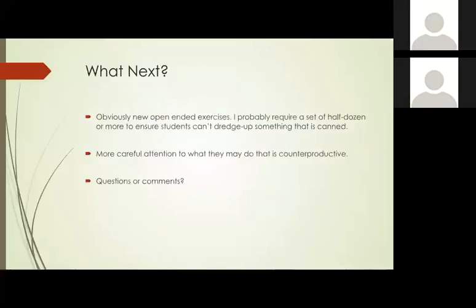What's next? So I've done this for 2 semesters, and I've had really good results, and I had results that I thought were pretty good, but more mediocre. Obviously, we need new open-ended exercises. How many do I need? I figure if I have a half a dozen to maybe 8 that I cycle through, people will have graduated by the time they see the open-ended exercise again, and there won't be any recycling of that information. More careful attention to what they may do that's counterproductive.